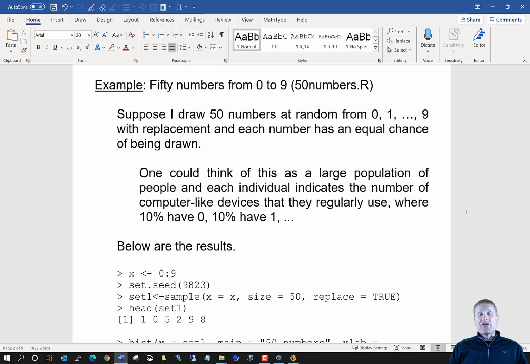Now, since we have just 10 numbers here, and they're all on individual slips of paper, and as long as I'm randomly selecting a number, we can say that the probability of selecting a 0 is equal to 10%. The probability of selecting a 1 is equal to 10%. The probability of selecting a 9 is equal to 10%. And so let's look at how we can simulate this process in R.